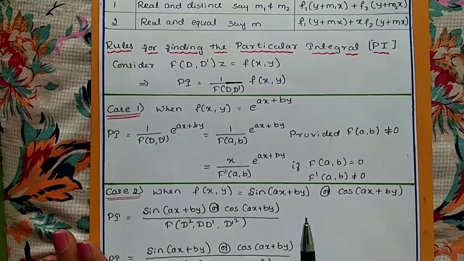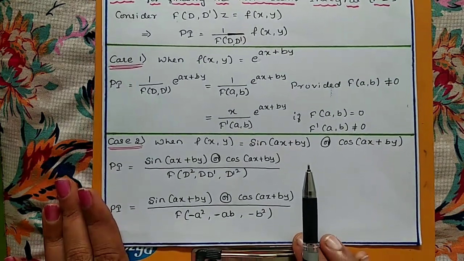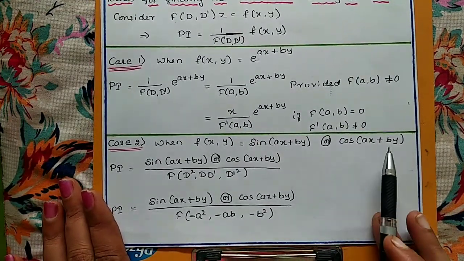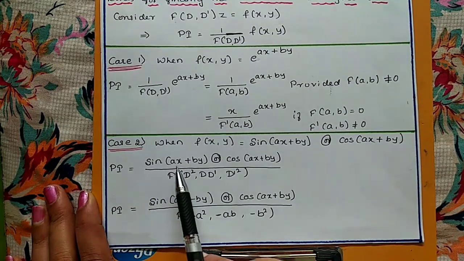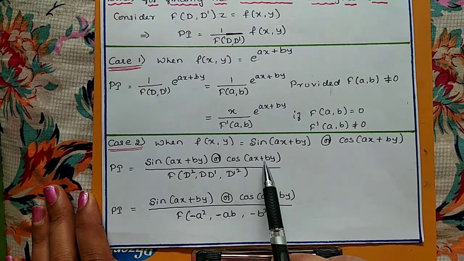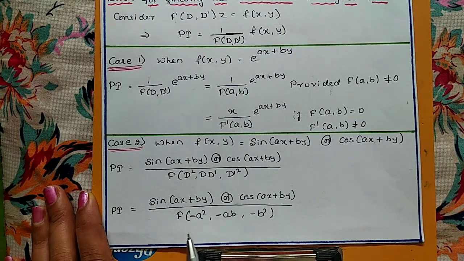Case 2, when f(x,y) = sin(ax+by) or cos(ax+by), then the particular integral is equal to sin(ax+by) or cos(ax+by) divided by F(-a², -ab, -b²). That is, we have to substitute D² = -a², DD' = -ab, D'² = -b² in F(D², DD', D'²).